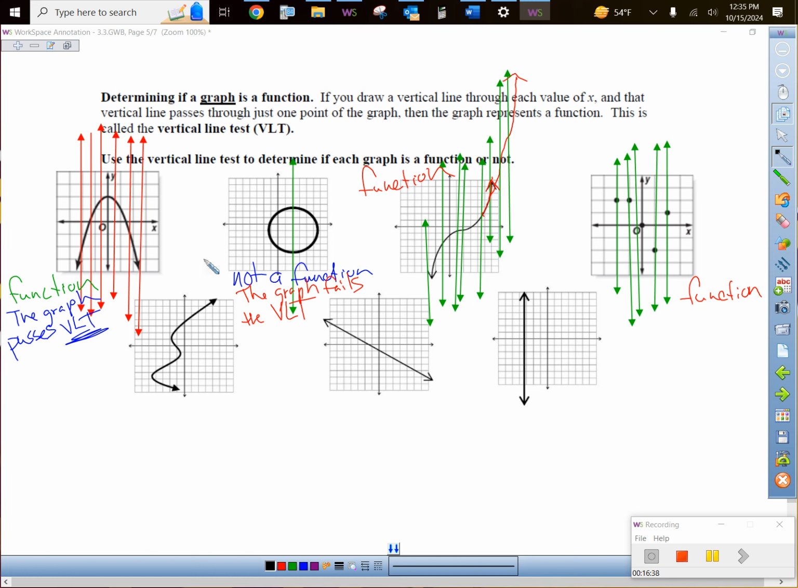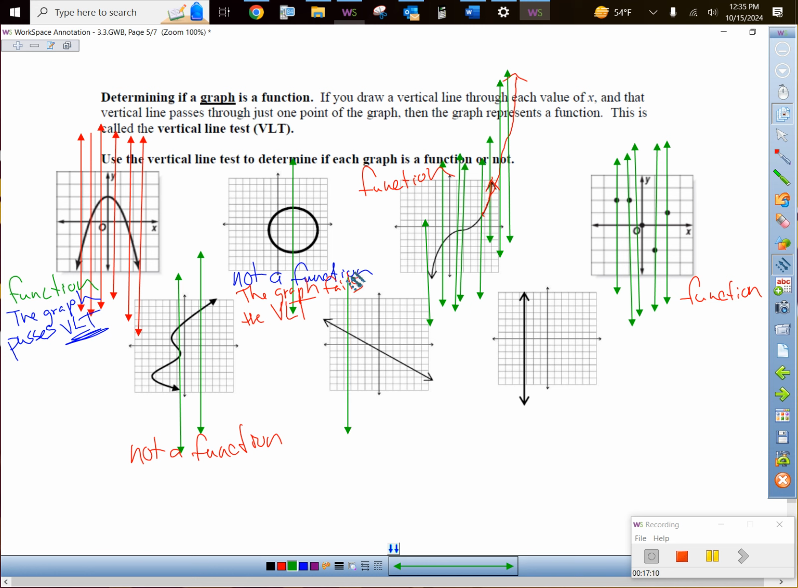So that brings me to this one. How many times does this vertical line touch the graph? Once or more than once? Once. It's not about finding that. It's can you find a spot where a vertical line would go through the graph more than once? Like right here. How many times does that vertical line go through the graph? Once or more than once? So function or not a function? Cool. Not a function. The graph fails the vertical line test.